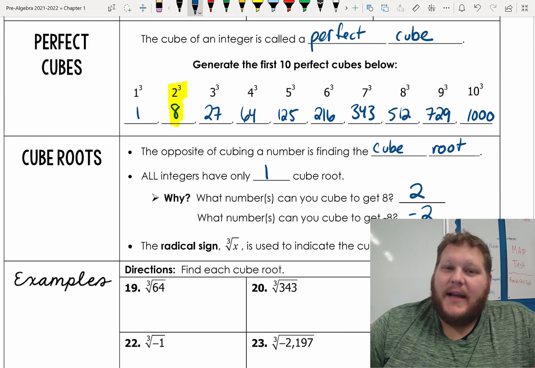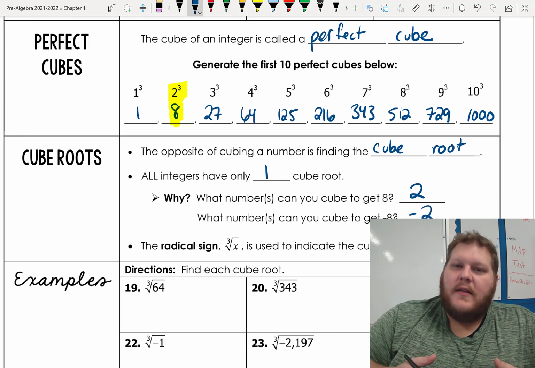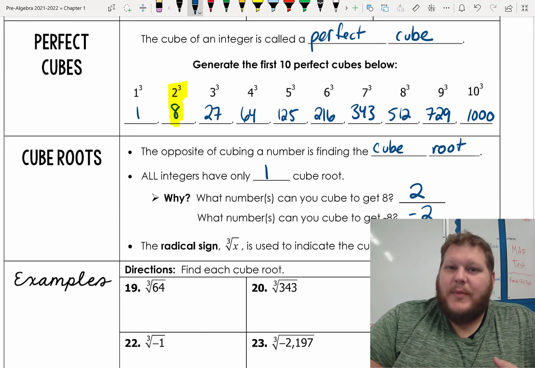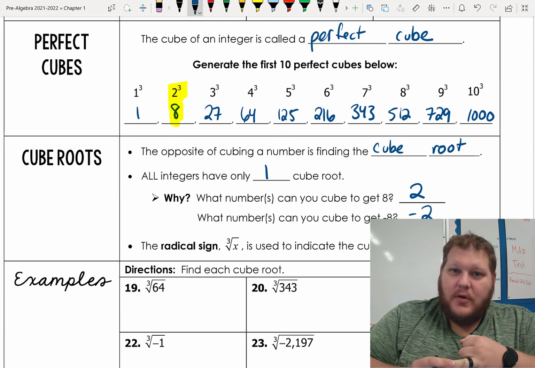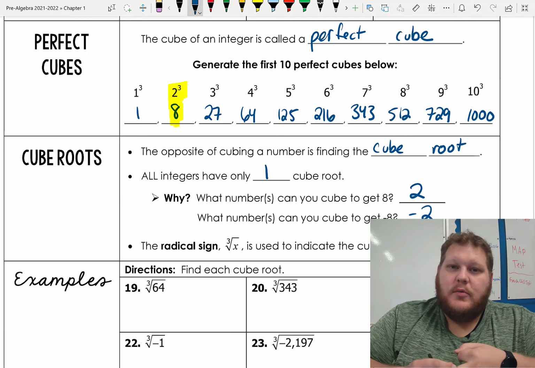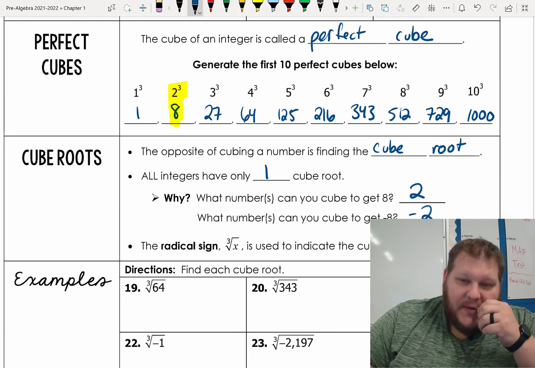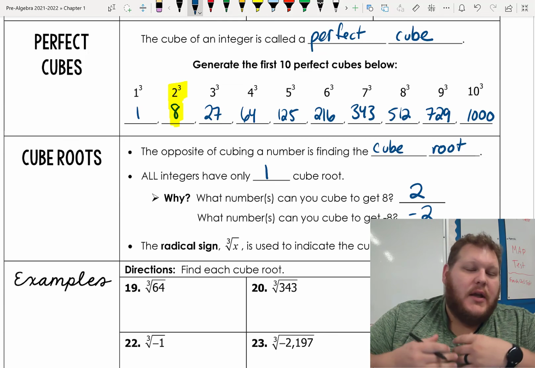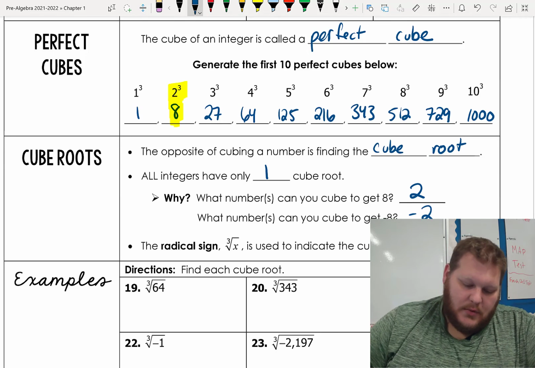If I wanted to get negative 8 underneath my cube root symbol, the only thing I can use to find my perfect cube that is negative will be a negative 2. Because negative 2 times negative 2 is a positive 4, times our third negative 2 gets me back to negative 8. So basically our rule: if it's a positive cube root, I'm going to have a positive solution. If I have a negative cube root, it's a negative solution.